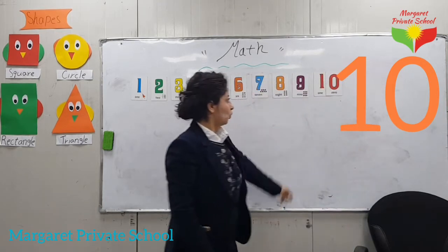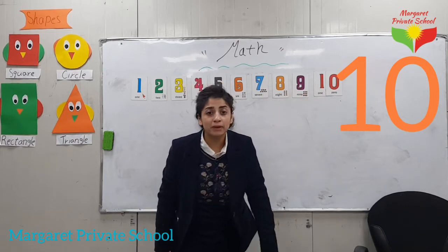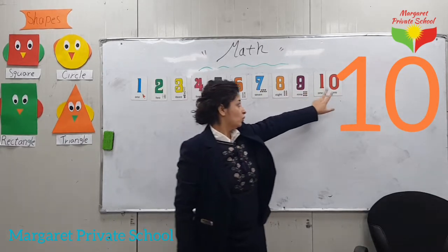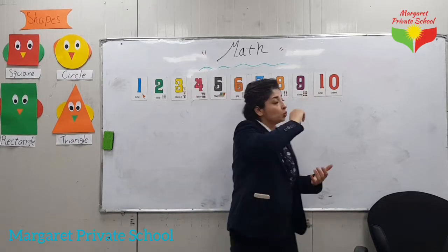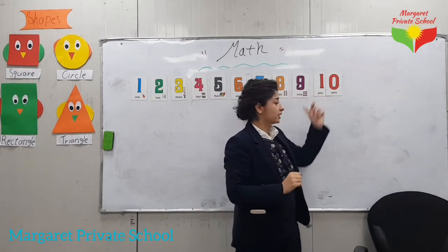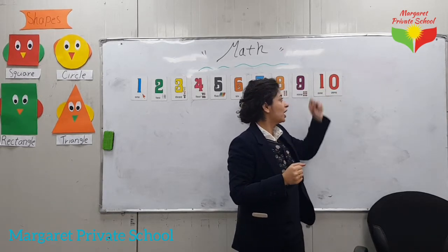So what's this number? This is number 10. What's this number? This is number 10. After number 9, we have number 10. Number 10 consists of 0 and 1.